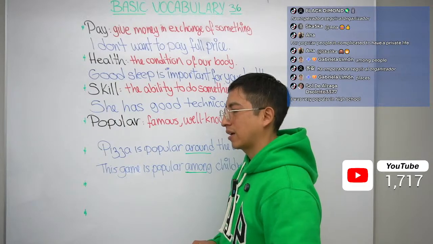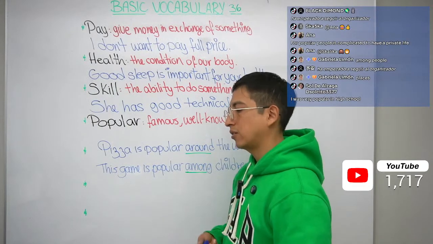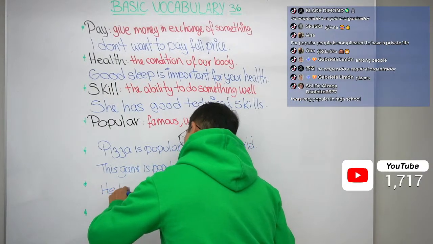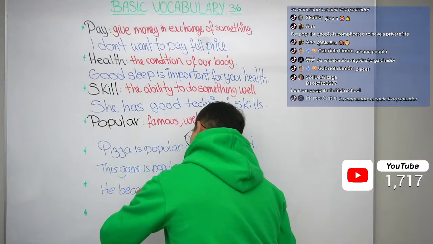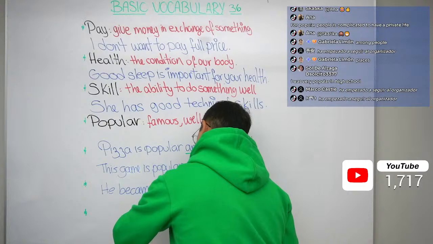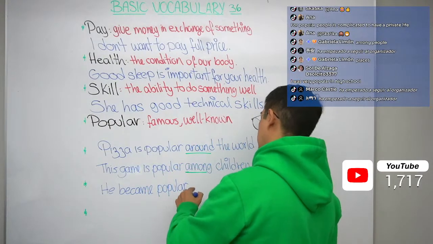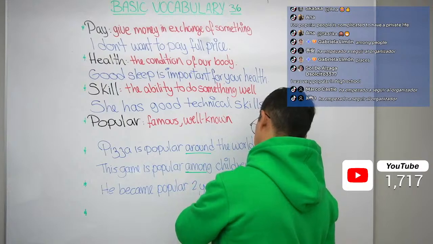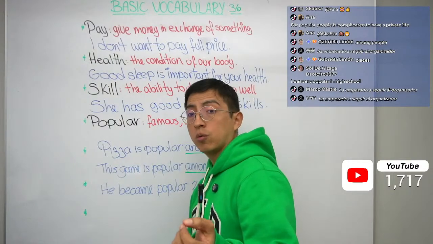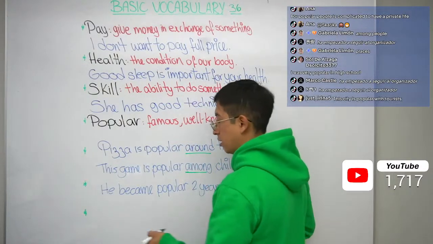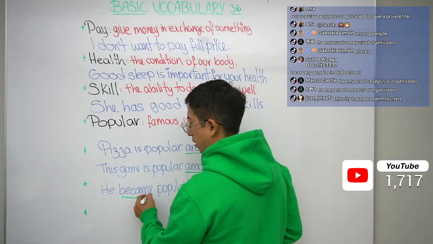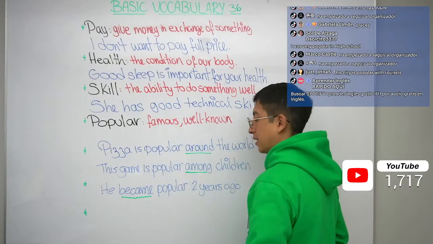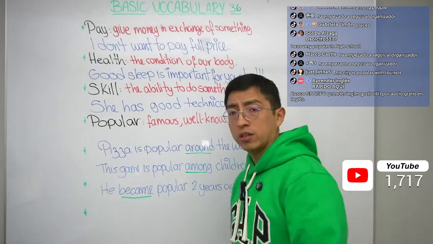What else can we say here, guys? We can also say he became popular 2 years ago. Now we're going to use the word become. Become popular. You can say, I want to become popular. I want to become famous. To become, simple past, became. He became popular 2 years ago.